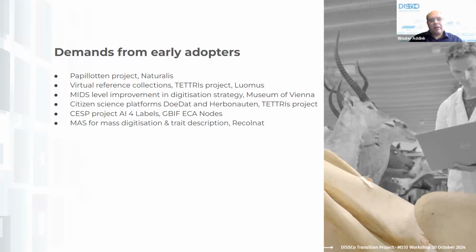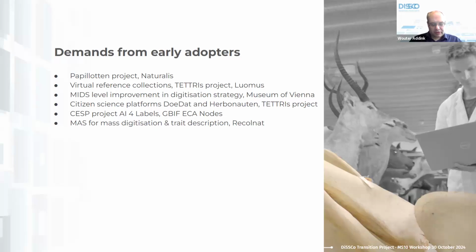The Museum of Vienna would like to use the infrastructure to improve the MIDS level as part of the digitization strategy. So they want to supply MIDS level 0 specimens, basically empty records with just an image, and then start using the infrastructure to enrich that information, to digitize the label information, etc. So what they need is a way to integrate the DiSSCo infrastructure with their digitization workflows.